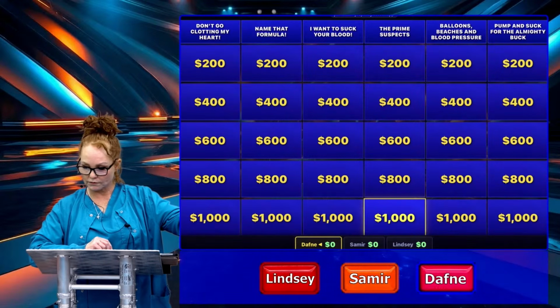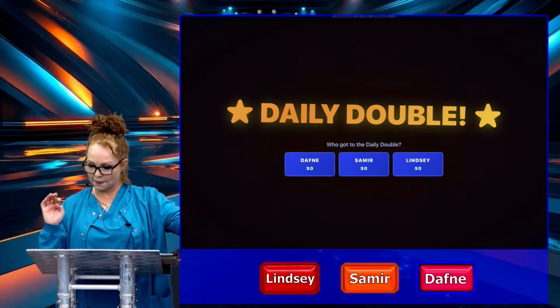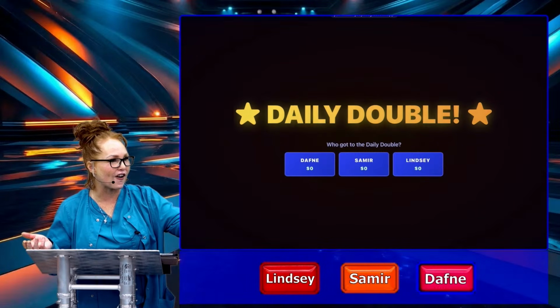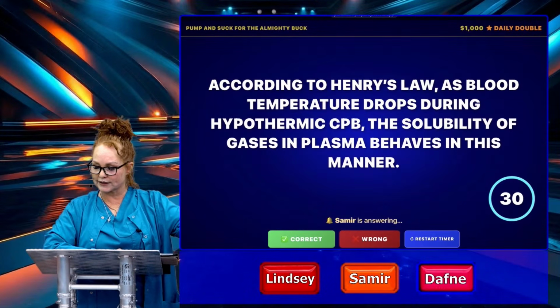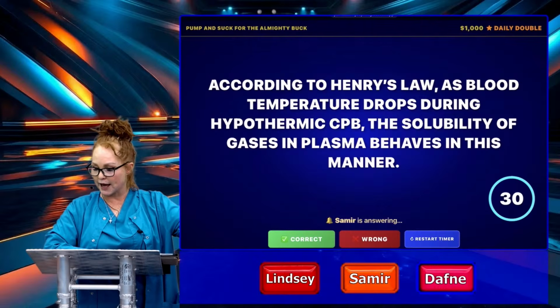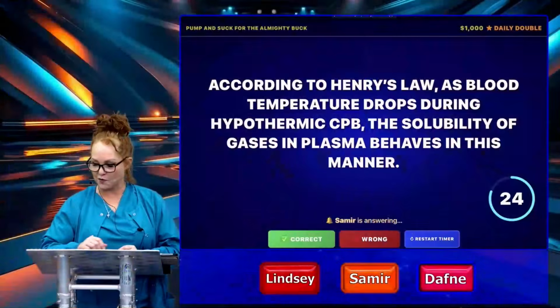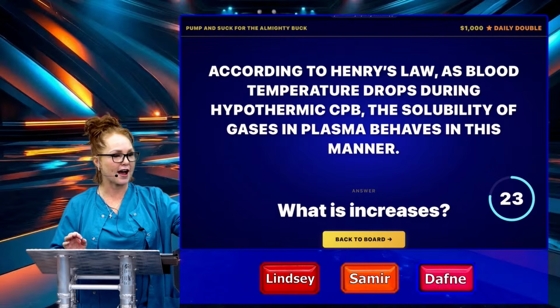Okay, Pump and Suck for 1,000. Oh, going big. He is going to bet 1,000 right off the bat. Okay, Samir, according to Henry's law, as blood temperature drops during hypothermic bypass, the solubility of gases in plasma behaves in this manner. The solubility increases. What is the solubility increases? That is correct. Great job.